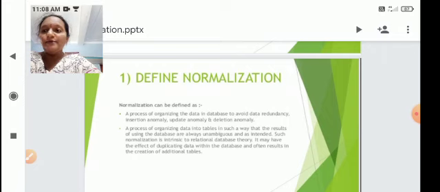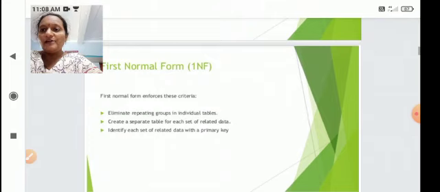The normalization concept is mainly used to reduce data redundancy, that is, repetition of data. And we are using first normal form. In first normal form we eliminate repeating groups in individual tables, create a separate table for each set of related data, and identify each set of related data with a primary key. In first normal form we identify the individual values in one tuple.